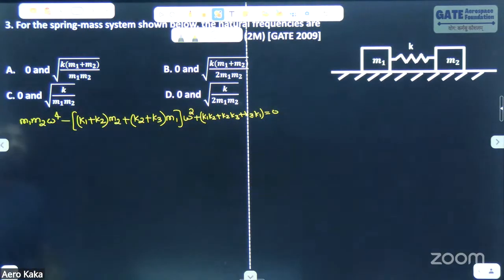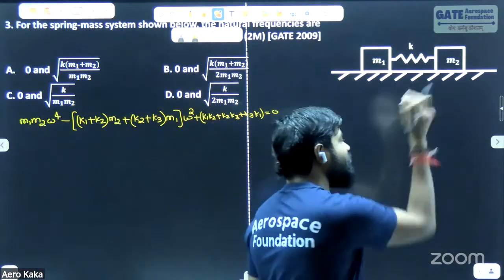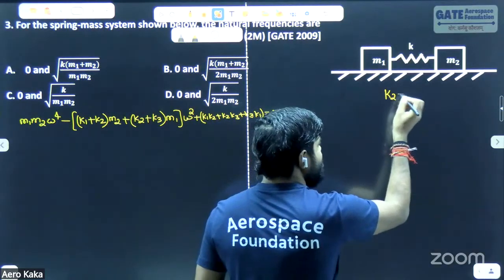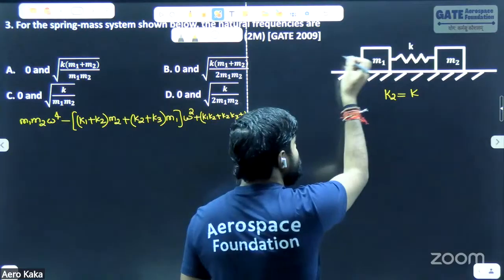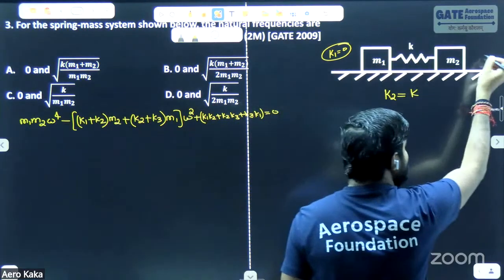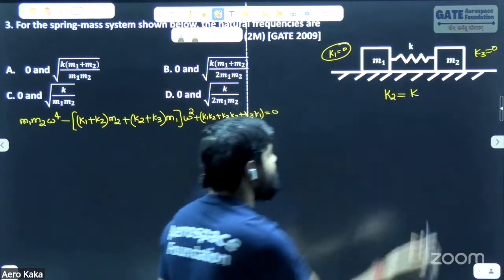Just substitute the values of m1 and m2. In this case, k2 is equal to k. Since there is no spring at this end, k1 is 0. No spring is attached at this end, which means k3 is 0. And in this case, m1 is m1, m2 is m2.